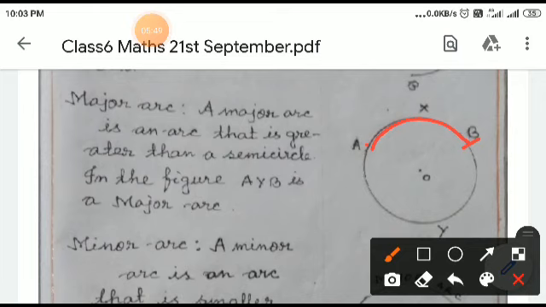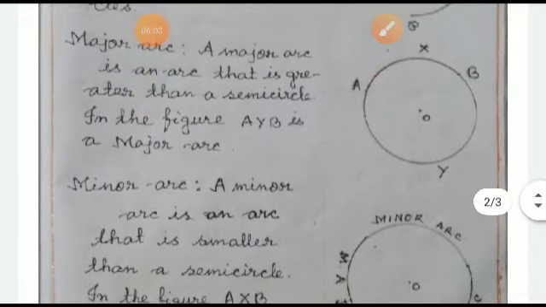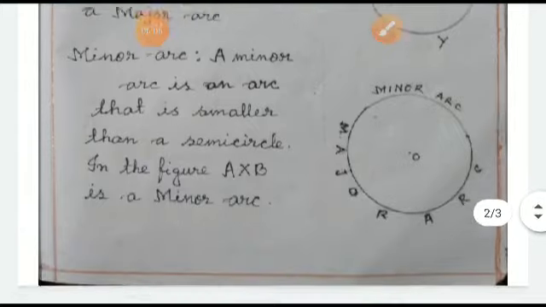So, half of the circle is called the semicircle. An arc greater than the semicircle is called the major arc, and an arc smaller than the semicircle is called the minor arc.